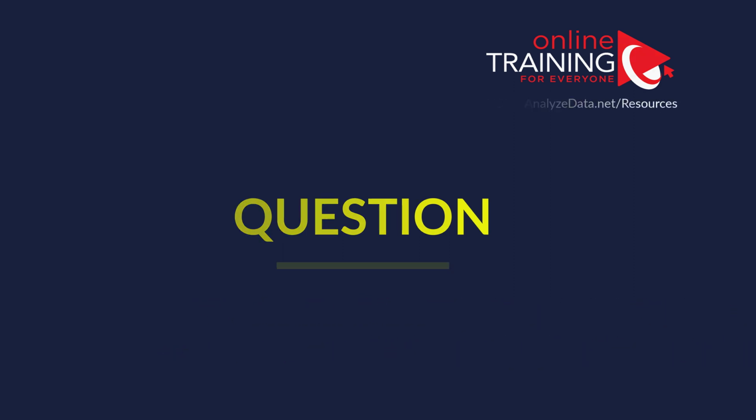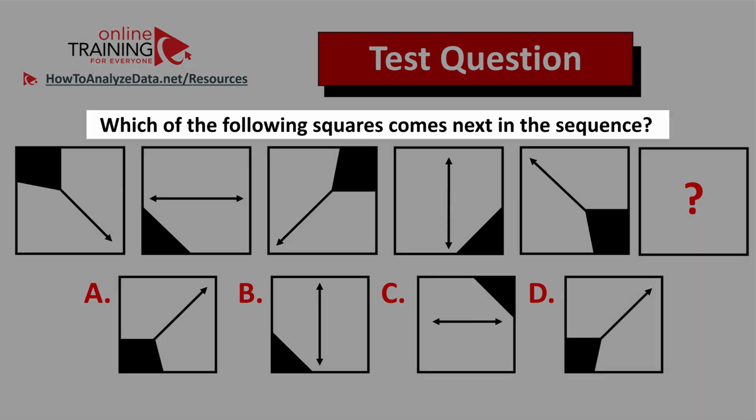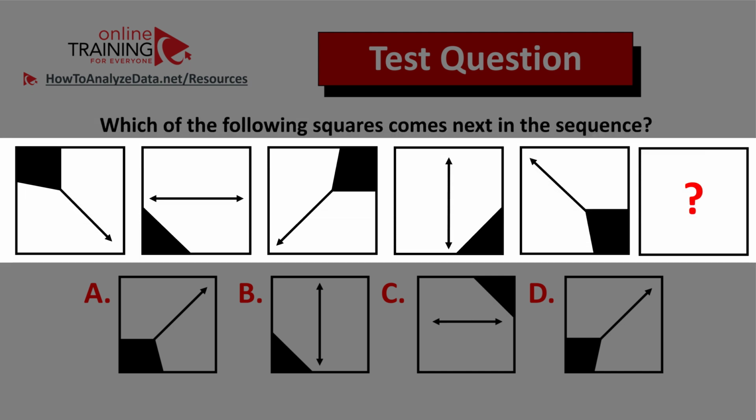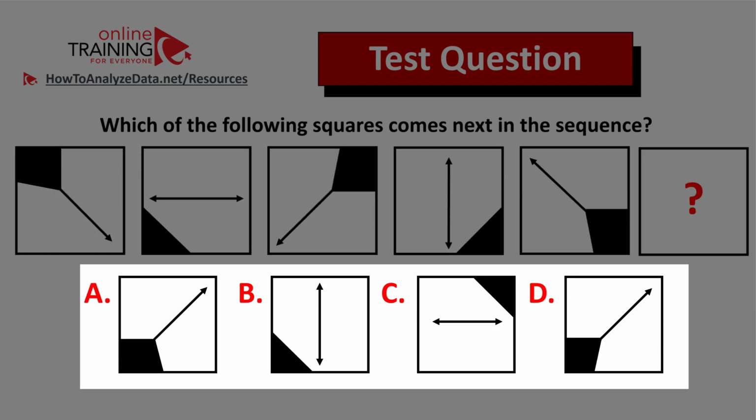Let me share with you a tricky question which tests your pattern recognition, reasoning, as well as analytical skills. Which of the following squares comes next in the sequence? You're presented with the sequence of 6 squares, and square number 6 is missing, and you need to pick it up out of 4 different choices. Choice A, B, C, and D.